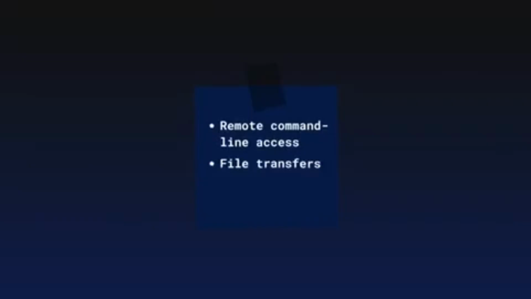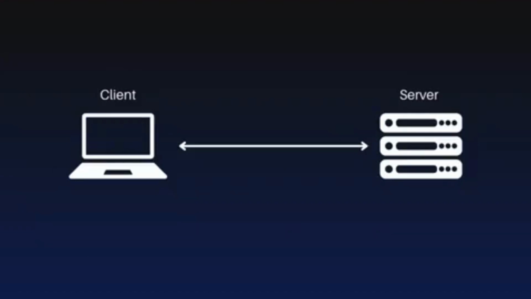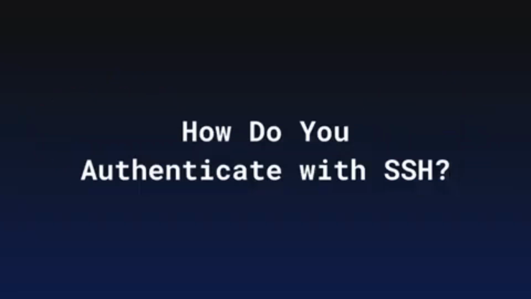SSH is primarily used for remote command line access, file transfers, and tunneling traffic. It's often used by system administrators and developers for tasks such as server maintenance, application deployment, and troubleshooting. To understand how SSH works, let's break it down into a few key components. There are two main parts, the SSH client and the SSH server. When you initiate an SSH connection from your local machine, that machine is the client, while the remote machine is the server.